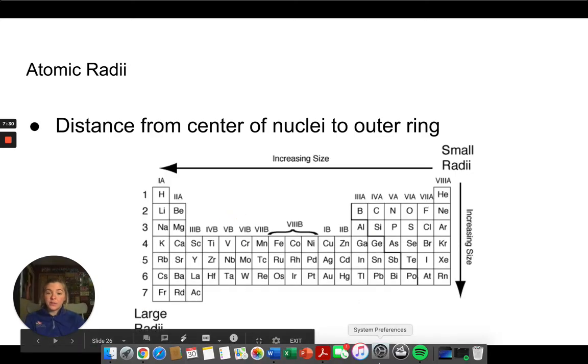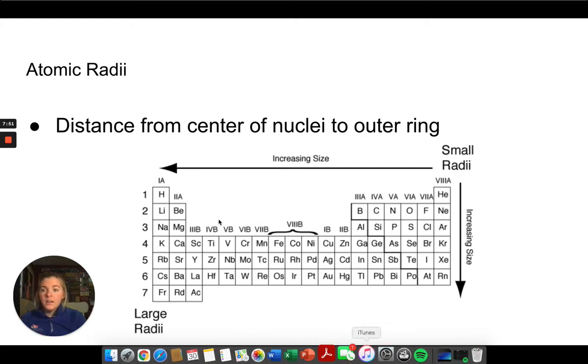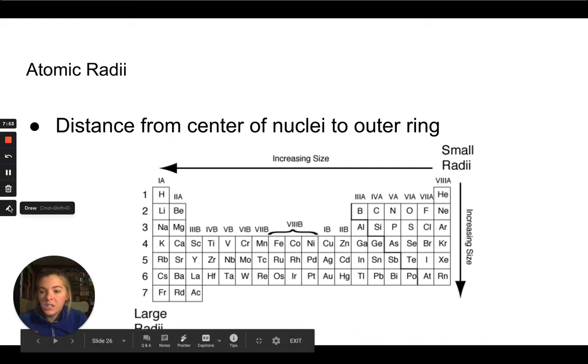All right, this is where things get important. There is a spot for this in your note packet. Notice that there's a spot for a definition and then a spot for a drawing. So I'm going to show you what to draw. The atomic radius. A radius is a distance from one side to another. So a radius is the distance from the center of the nucleus to the outer ring. I'll draw you a little picture here.